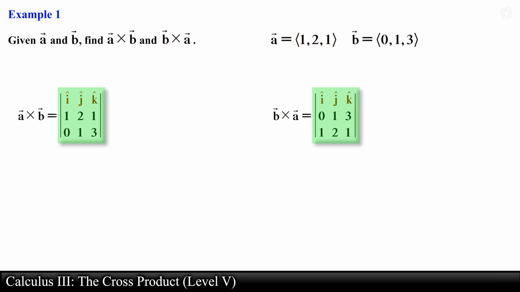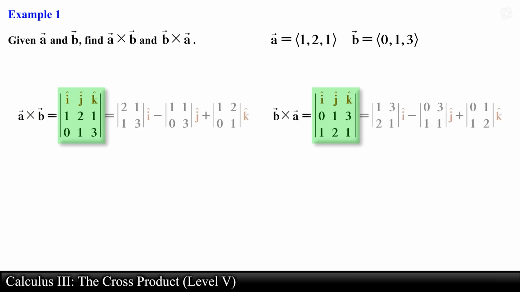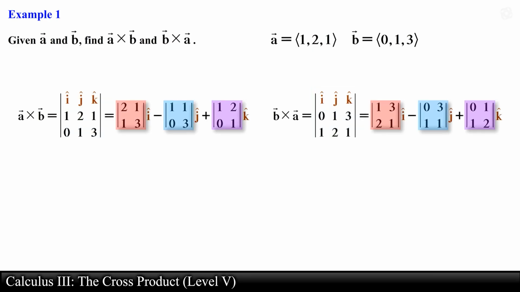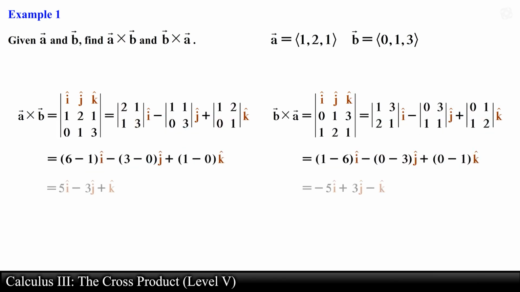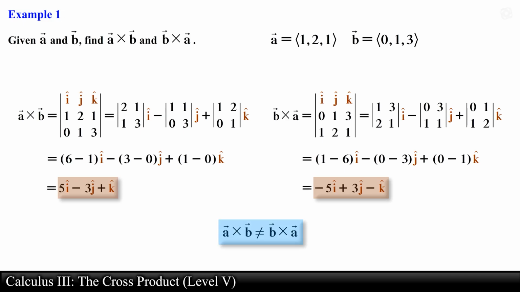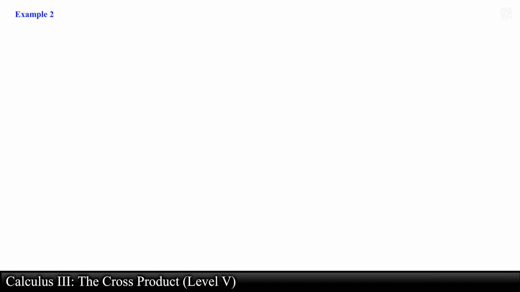So let's set up our 3x3 determinant and find the minor for each component. Next, let's compute the determinant of each 2x2 matrix. And then we simplify, obtaining the following vectors for each cross product. Notice that the cross product is not commutative and is order sensitive. In fact, it is anti-commutative. Recall that this was one of the algebraic properties of the cross product. Alright, let's try the next example.